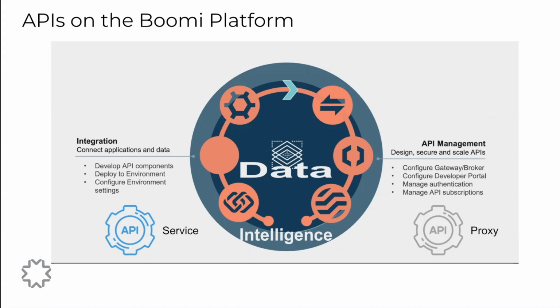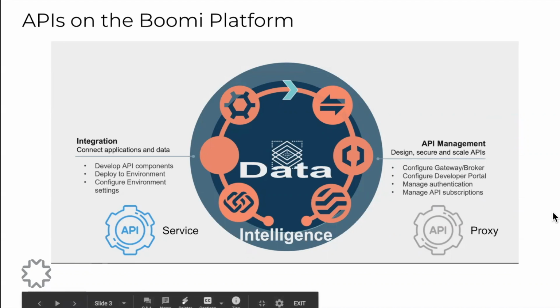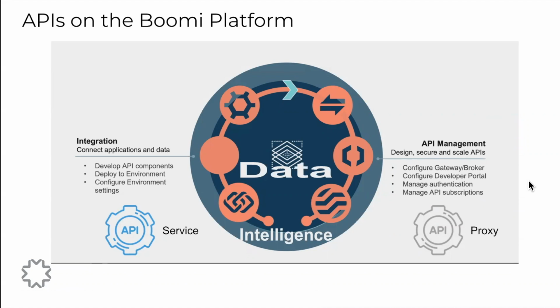One of the things that we're going to talk about is the difference between an API service, which you can see right here, and an API proxy. We'll get into a little bit more of that on the next slide. Specifically for integration, on the integration platform, we're developing API components, deploying to environments, and configuring environment settings. And on the API management side of things, we're configuring gateways and brokers. We're configuring the developer portal, managing authentication, and managing API subscriptions.